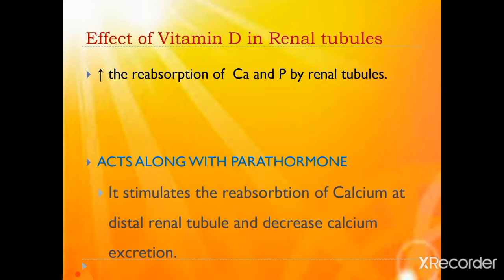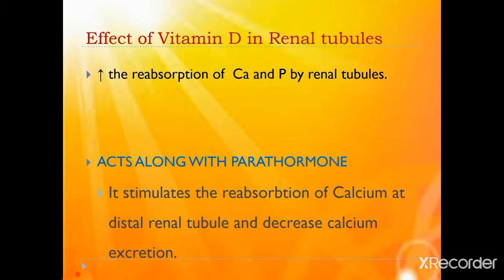So mainly this vitamin D affects three organs. One is the intestine, in which it increases the absorption of calcium and phosphorus. Whenever there is a deficiency of calcium and phosphorus in our body, the absorption is increased by producing more calbindin. Calcitriol forms a receptor complex, increased production of calbindin occurs, and it increases the absorption of calcium in the intestine.